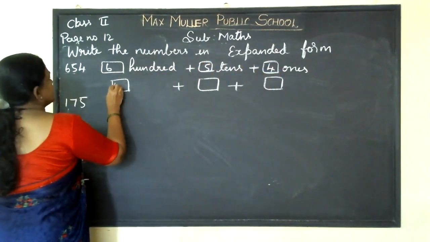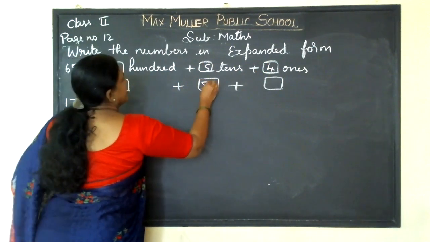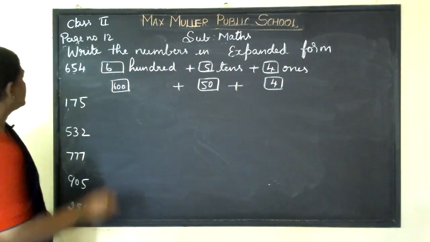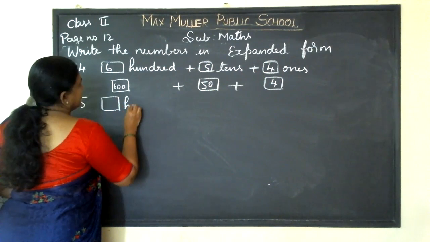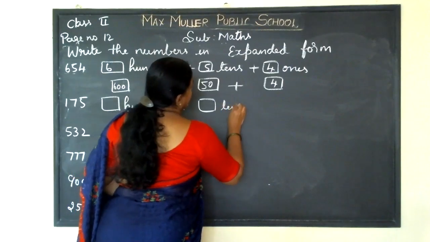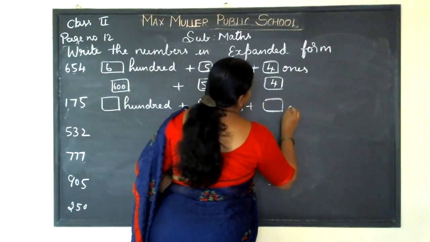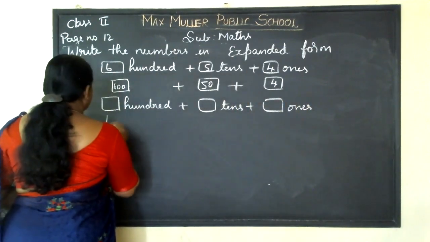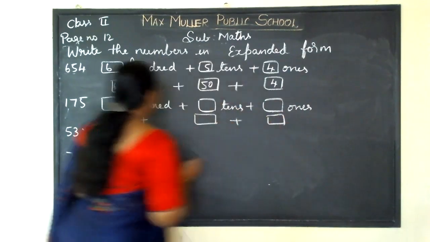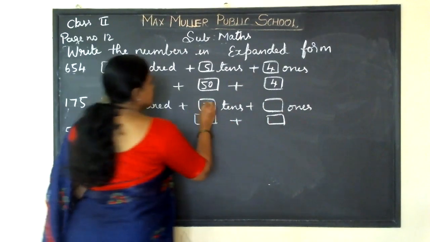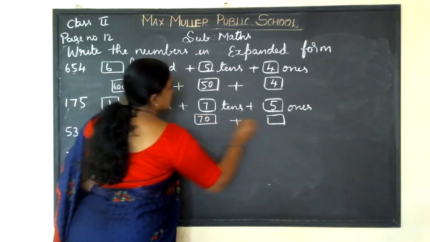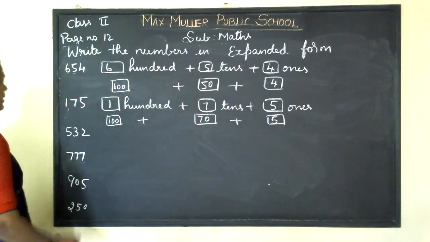654. Here 600, 50, 4. 100 plus ones. The 100, 7 tens, 5 ones. 175.